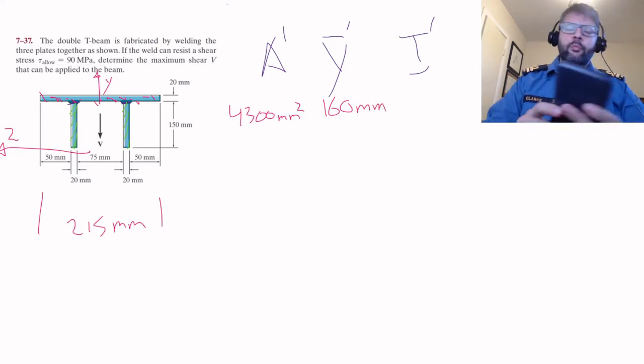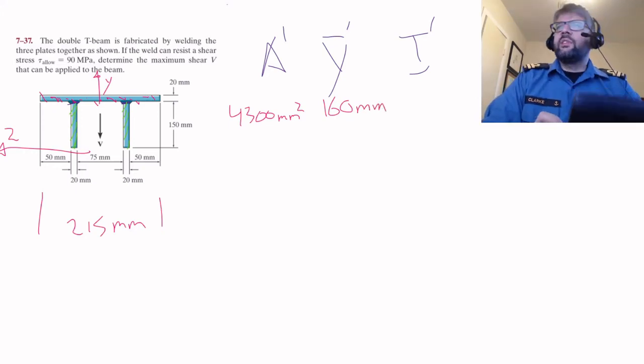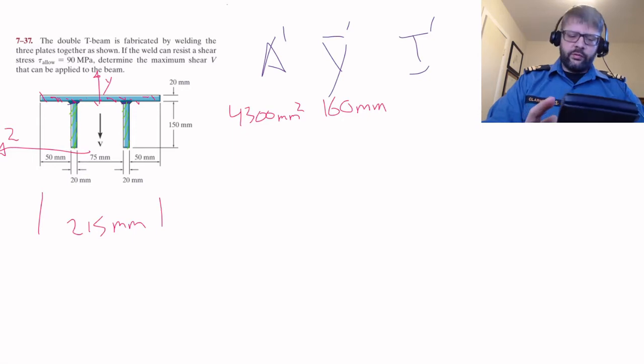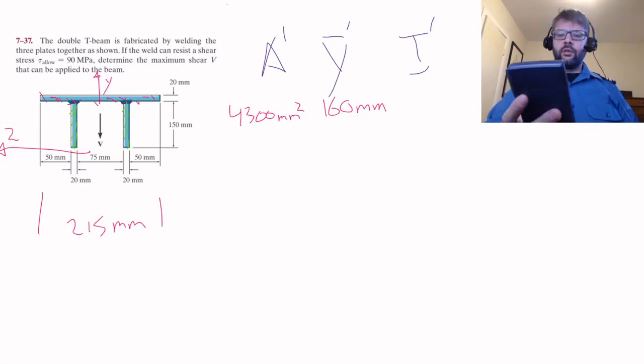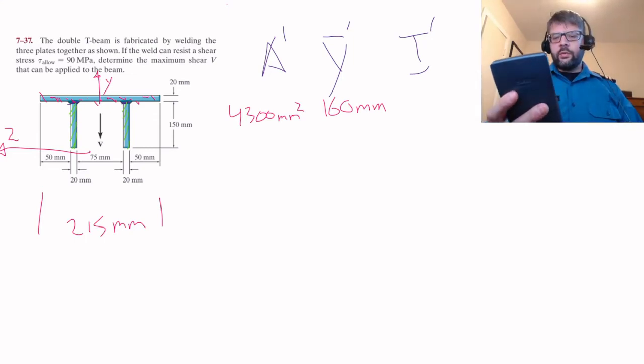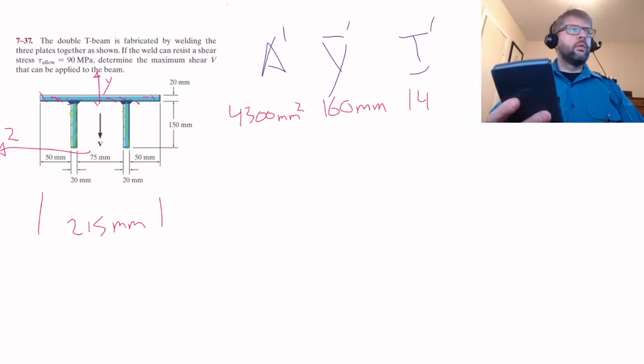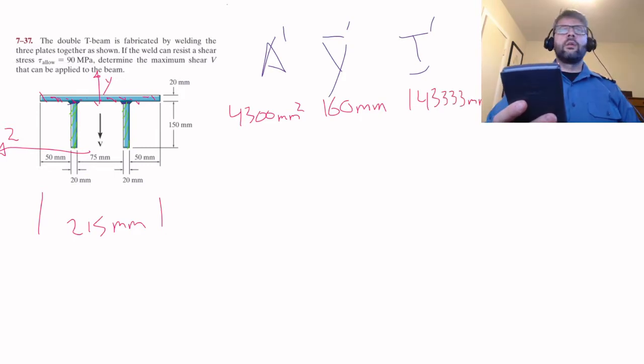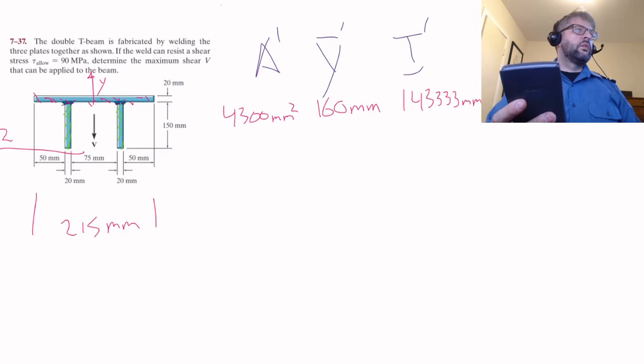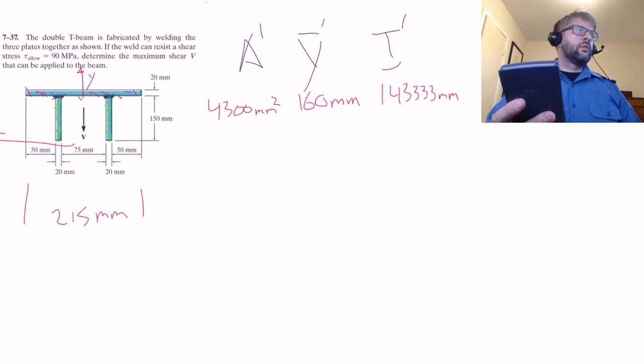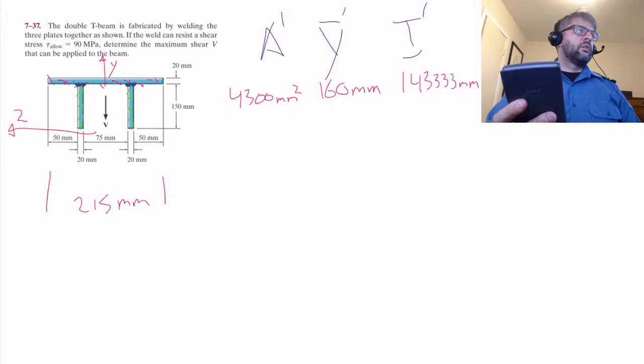And then its I prime, its individual I component, is 20 millimeters to the third times 215 millimeters divided by 12. So what have we got here? Okay.